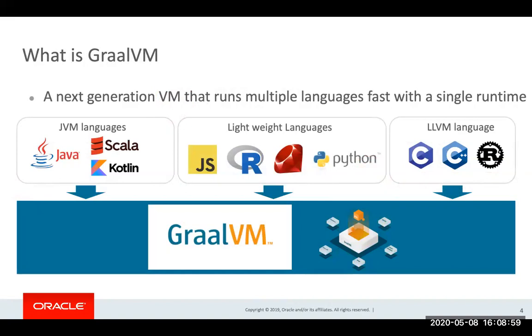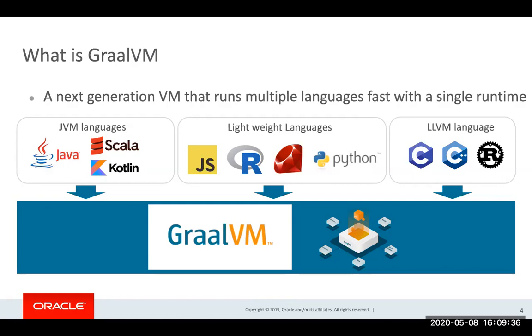So what is GraalVM? Basically it's a compiler and a runtime, and also a polyglot engine, three things put together in one virtual machine. It runs as a next generation VM that supports multiple languages and can run them fast via a single runtime. The focus today is showing you the lightweight interpreted Python support that we've got, and you will be seeing interoperability and multilingual support between some of these languages.